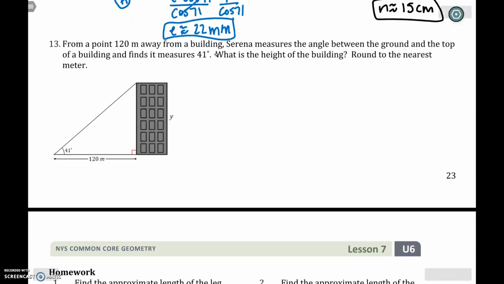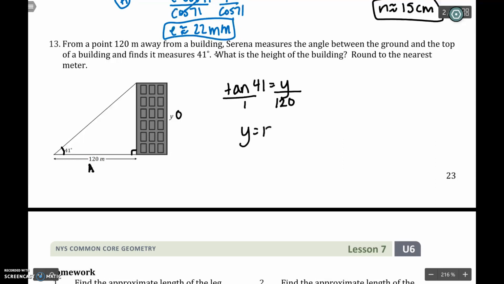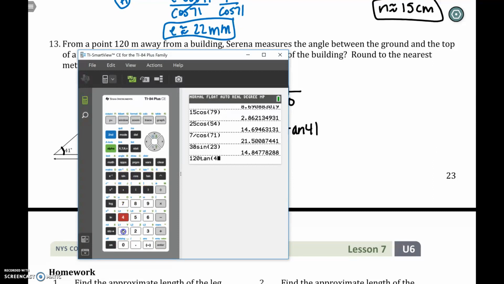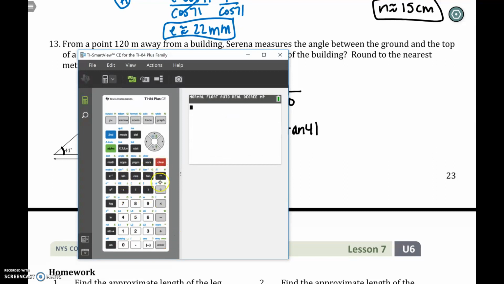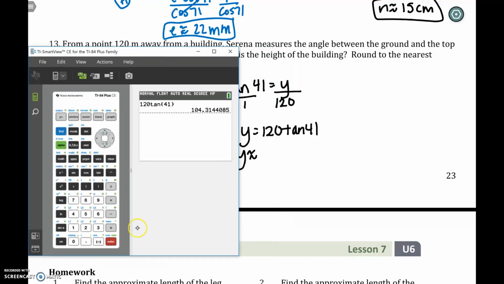And finally, number 13, from a point 120 meters away from a building, Serena measures the angle between the ground and the top of the building to be 41. What's the height? So that would be the opposite side. And the 120 is next to the angle and the 90, making it the adjacent. So this is tangent. So tangent of 41 equals the height, which is y, the opposite side, over the adjacent, which is 120. And cross multiply. Y equals 120 times tangent of 41. And to the nearest meter, that would be 104.